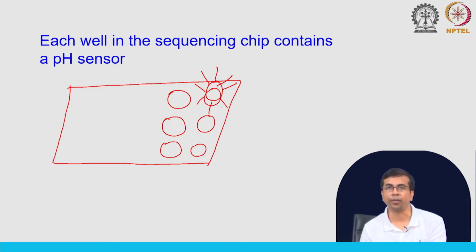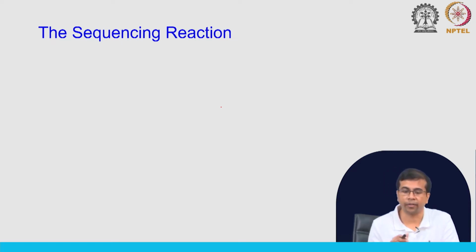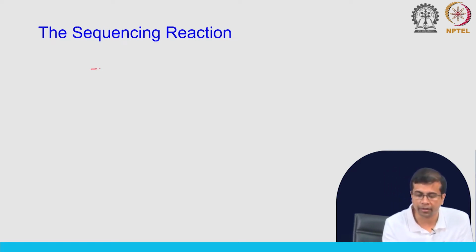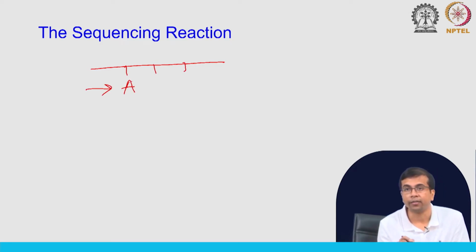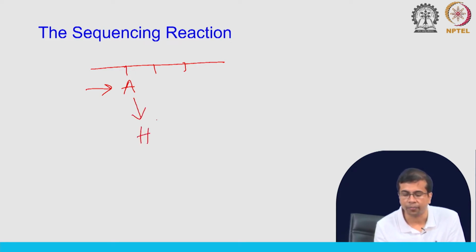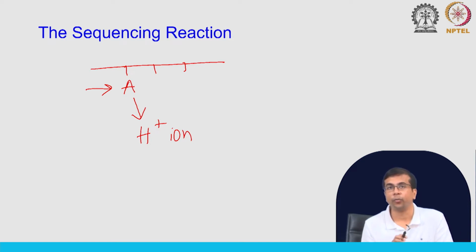Now, how does this H plus ion concentration change? This is something very important. When you have this DNA and here is the primer, the polymerase is adding a base. The moment one base is added, you get an H plus ion release. So, every base addition will lead to the release of an H plus ion.